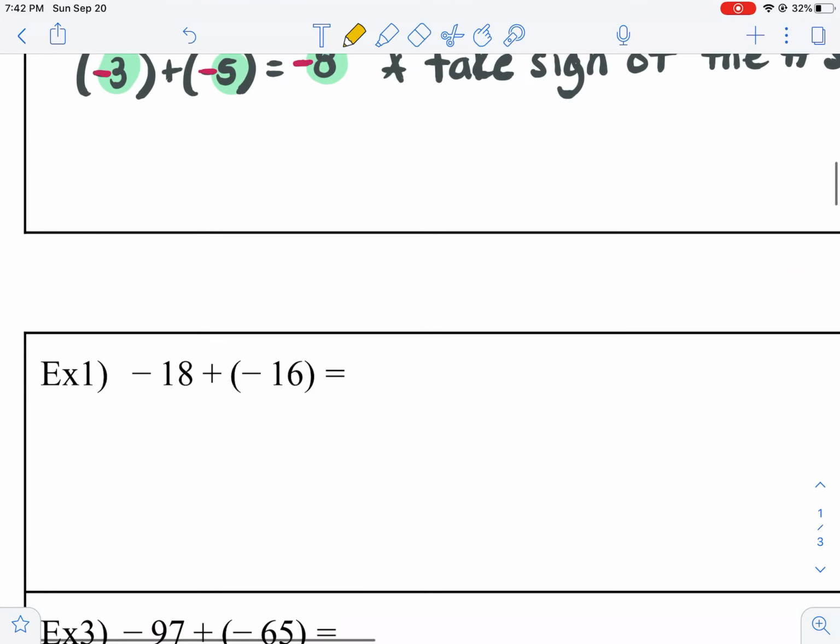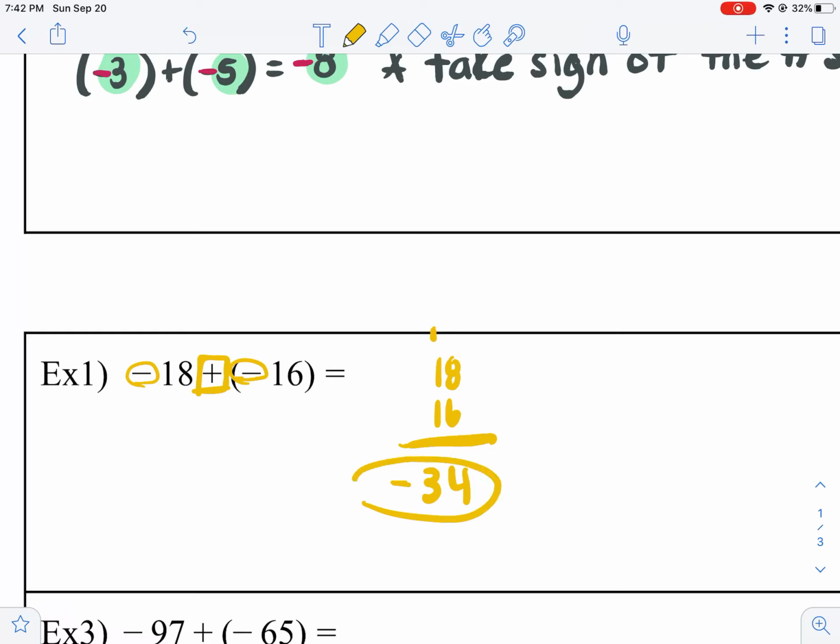Okay? And that is true for any of these here. So maybe I'll just do example 1 and example 2. Example 1, I see we are adding same signs. So when we add the same signs, we add the numbers. So 18 plus 16, which is 34. And take the signs that they have. They both have a negative, so this is negative 34.